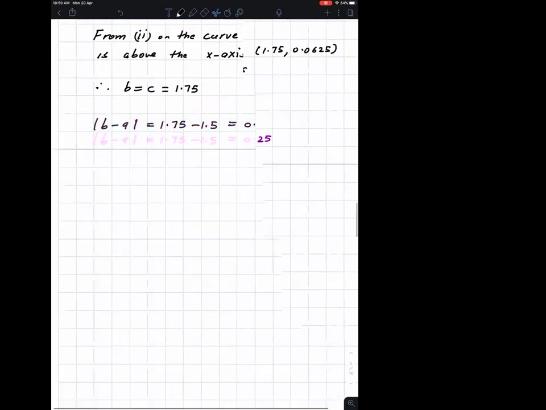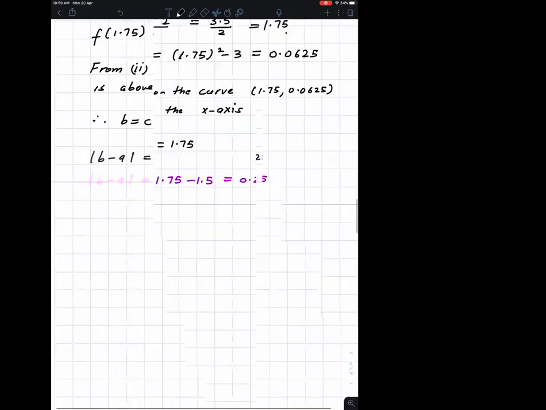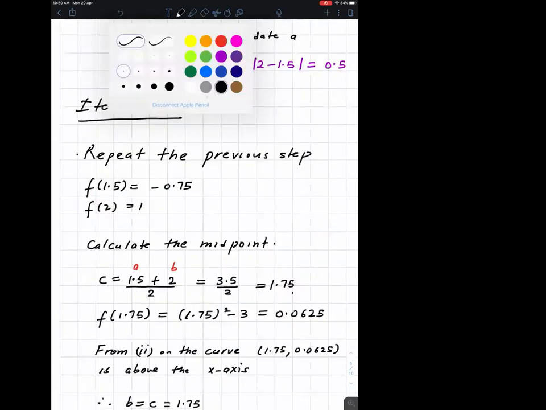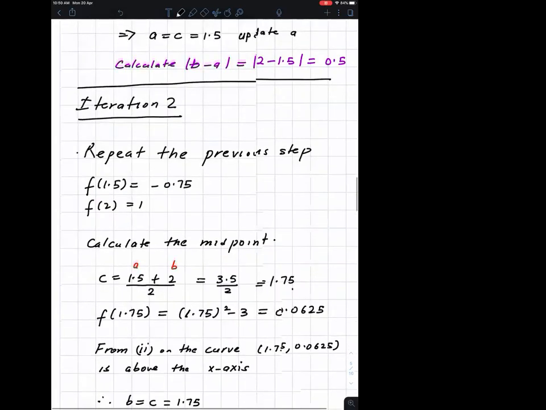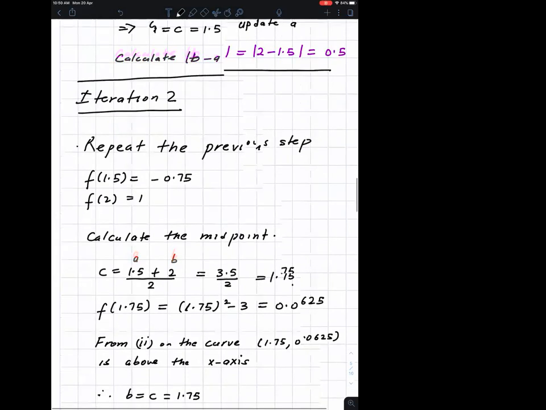Now let's do iteration number 3. This is iteration 1, iteration 2, now iteration 3.